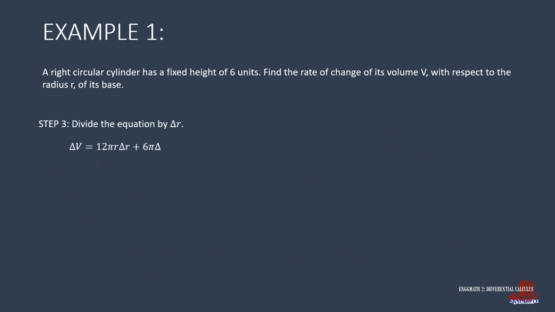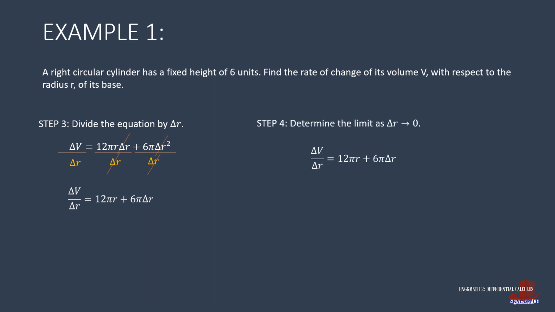In step 3, we integrate delta r into the equation by division, and this operation cancels out many delta r's, resulting to delta V all over delta r is equal to 12 pi r plus 6 pi delta r. Lastly, we determine the limit of the equation as delta r approaches 0, where we zero out the second term, leaving the equation dV all over dr is equal to 12 pi r.